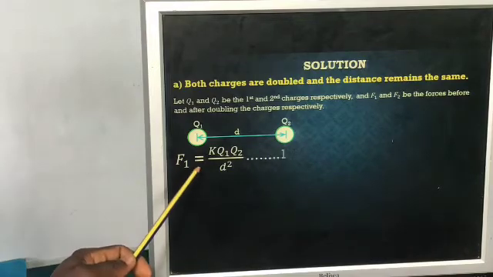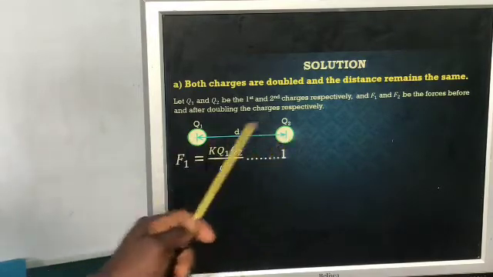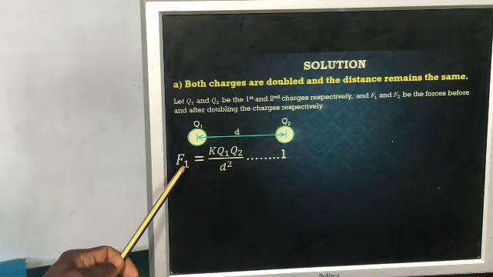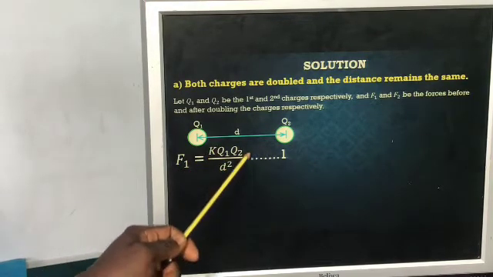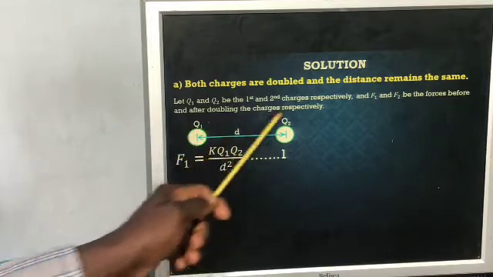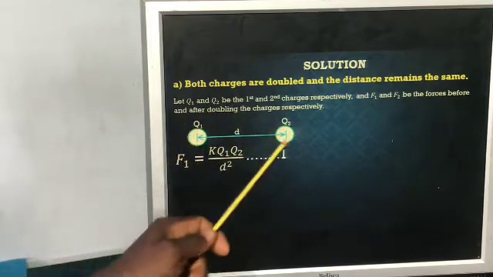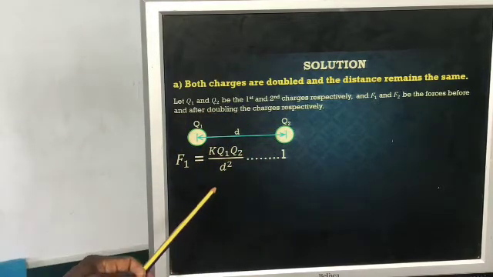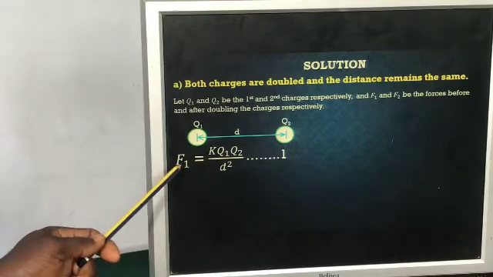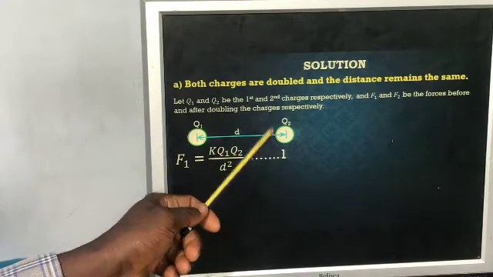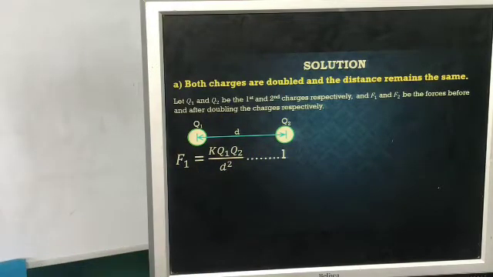Applying Coulomb's law to these two charges, the force F1 is equal to K Q1 Q2 over d squared. That is, the product of the two charges over the square of the distance between them. Let's call this equation 1. Those of you that have done electrostatics are familiar with this equation already. This is the force when the charges are not doubled.